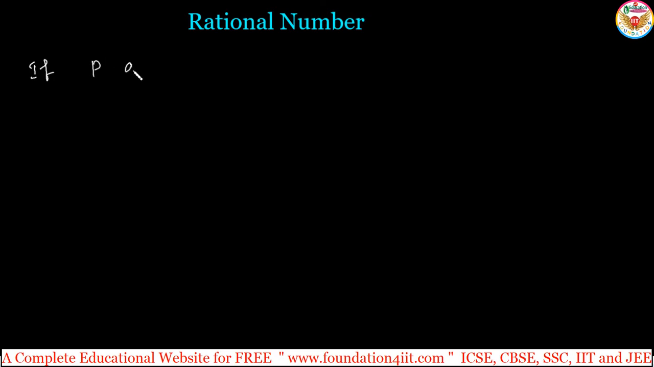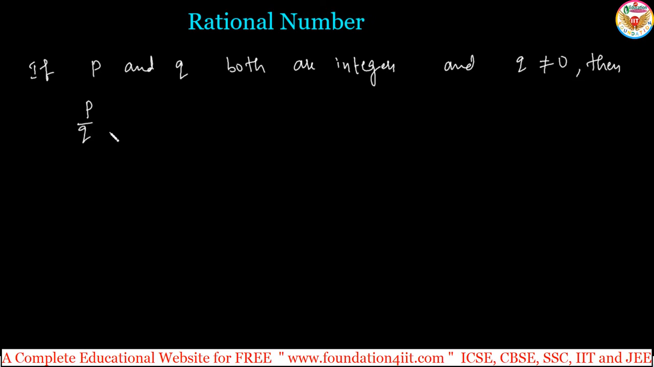As we know, let's say P and Q both are integers. These both are integers because natural numbers are whole numbers and all the whole numbers are integers. So if P and Q both are integers and Q is not equal to 0, so Q should not be 0, then P divided by Q is called a rational number.